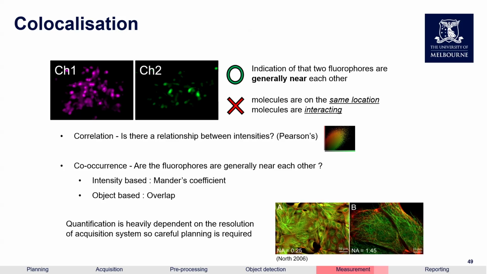Another very important factor is that the colocalization measurement is highly dependent on the image resolution. As you can see in this image, with images taken at low resolution, you will see high colocalization artificially because everything is blurred out. So we have to be really careful in planning the right acquisition settings if we are going to do the colocalization measurement.